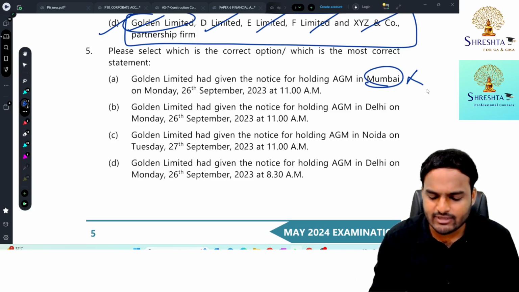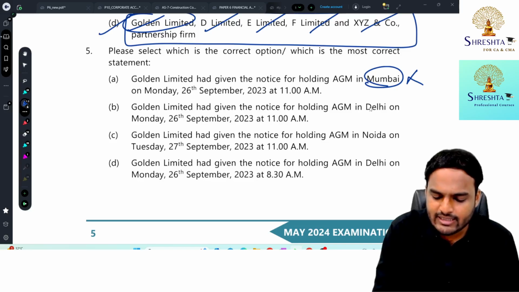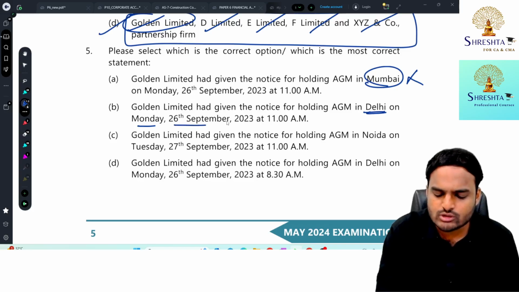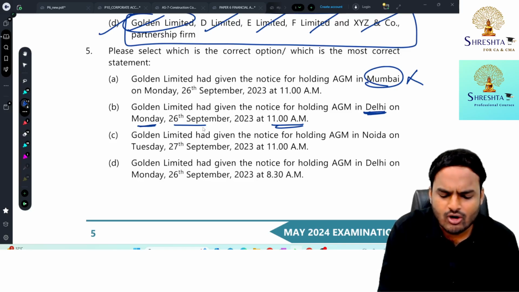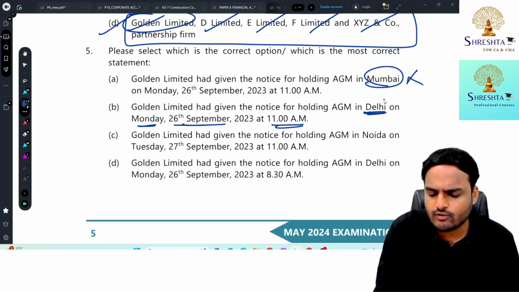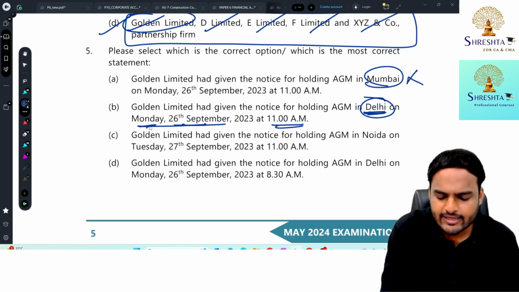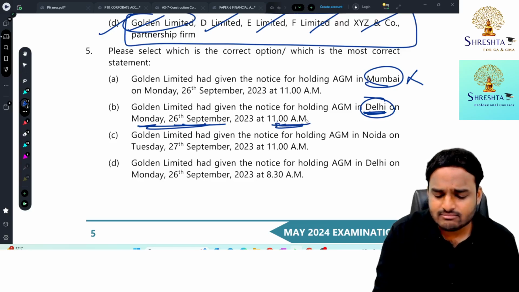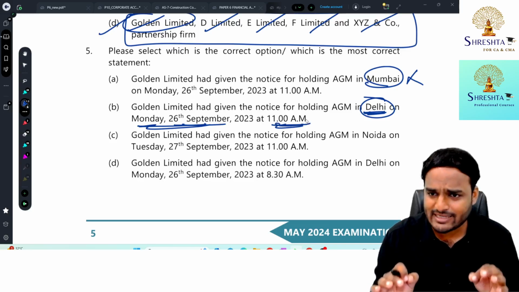Golden Limited had given notice for holding AGM in Delhi on Monday 26th September 2023 at 11 a.m. So looking at this option, all the aspects are correct. Registered office option is there. Monday 26th September, it's not a national holiday. 11 a.m. is during business hours. So all aspects are correct.